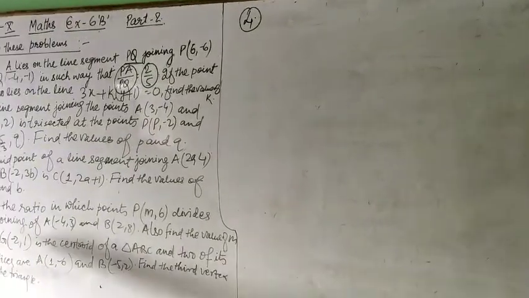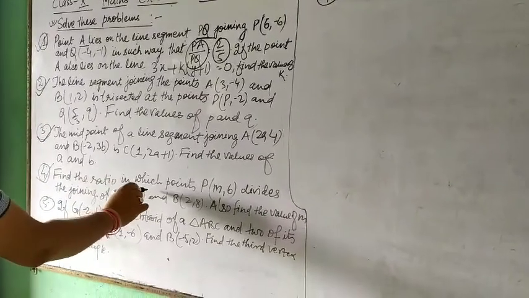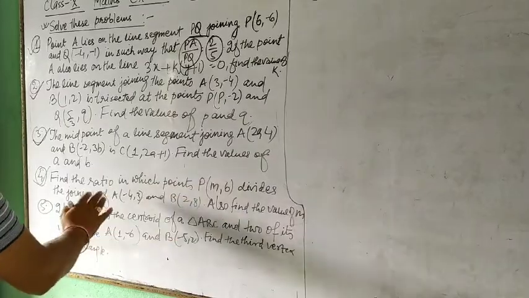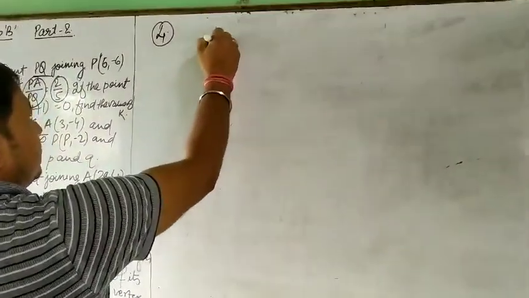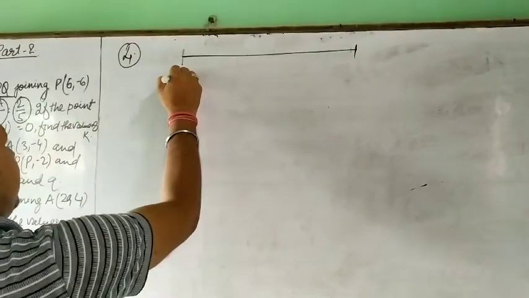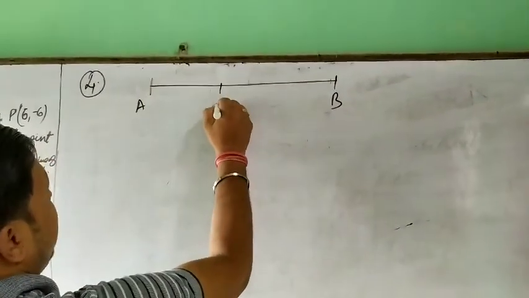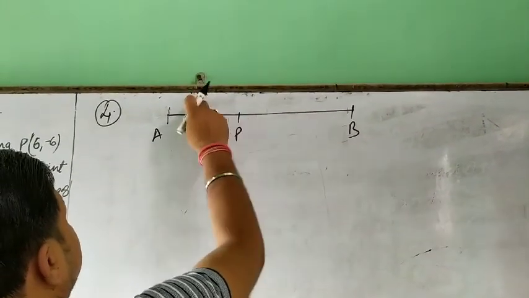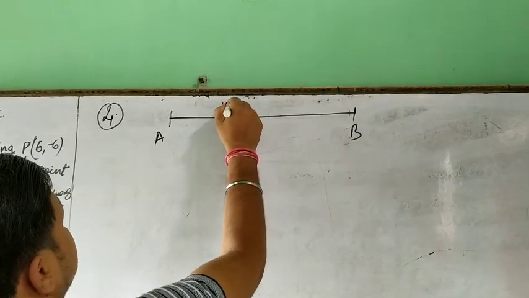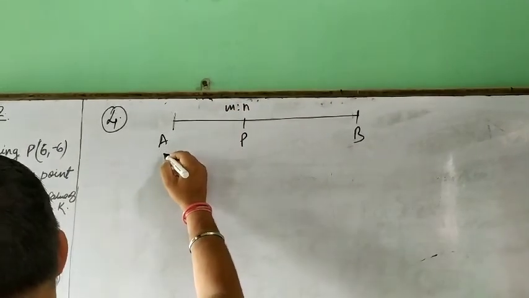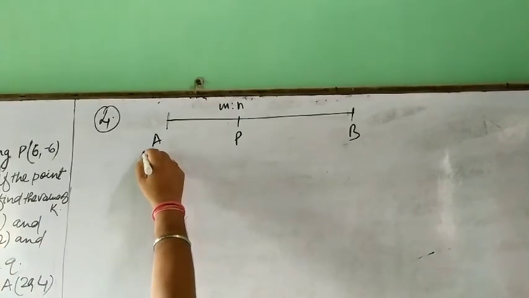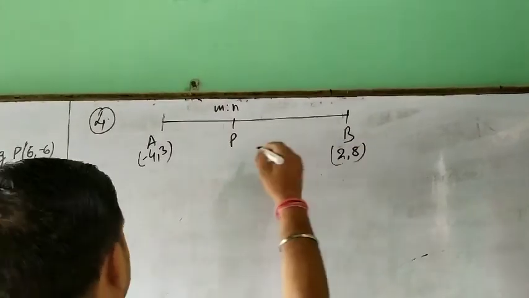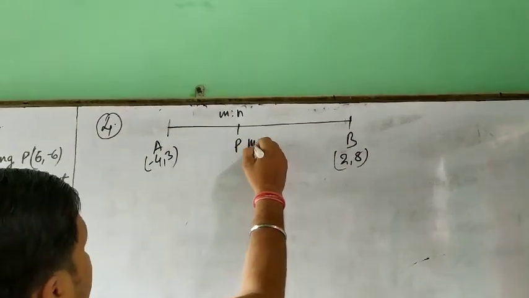In the 4 number question, find the ratio in which point P divides A and B. Here is the line AB, and here is a point P which divides this line. So find the ratio M is to N. Coordinate of A equal to -4, 3 and coordinate of B equal to 2, 8 and coordinate of P equal to M, 6.